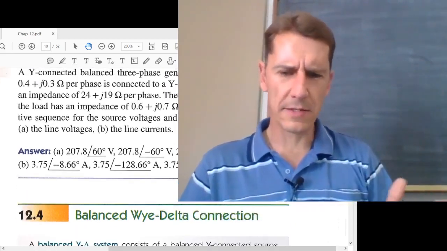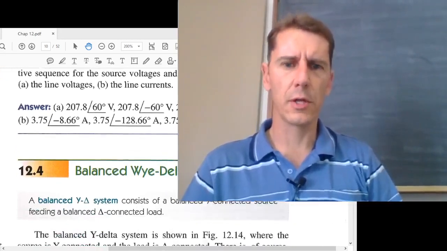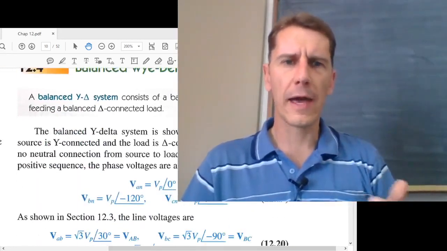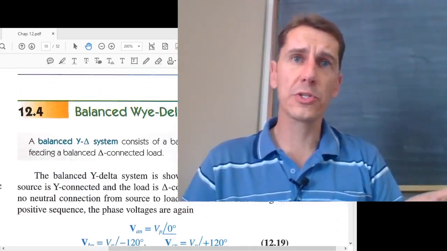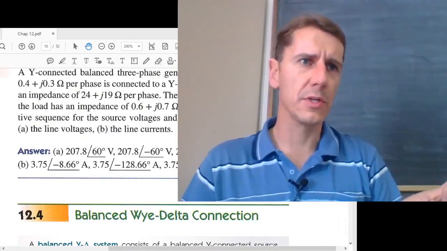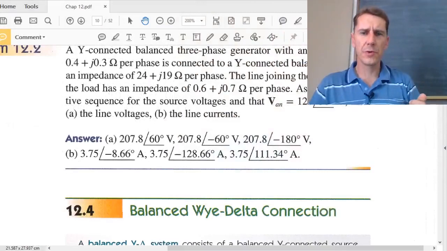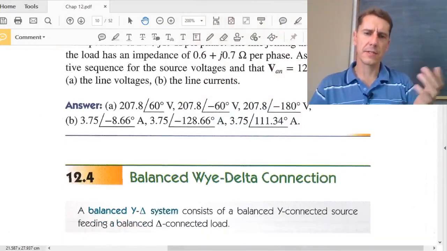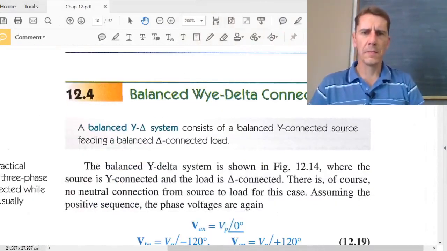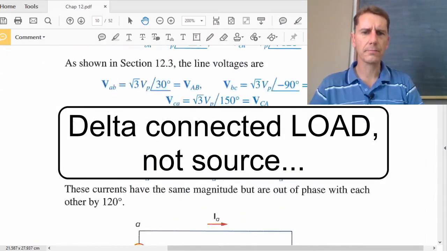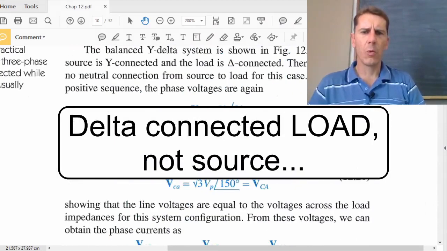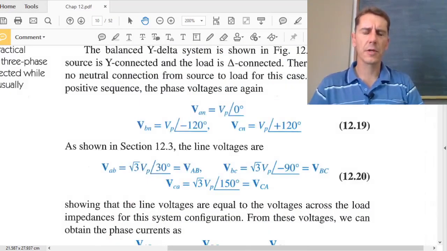All right, always balanced, because that's what we're going to do. So let's first look at what a Y-Delta is. The first letter refers to the source and the second refers to the load. So this is where you've got a balanced Y-connected source feeding a balanced Delta-connected load. We're going to see that better in the next section.